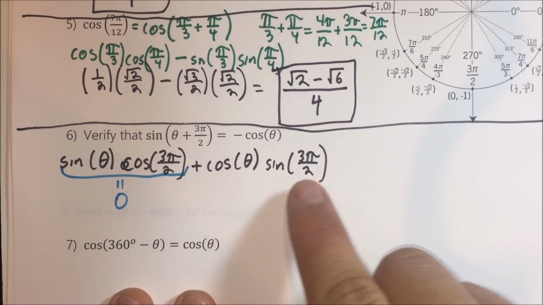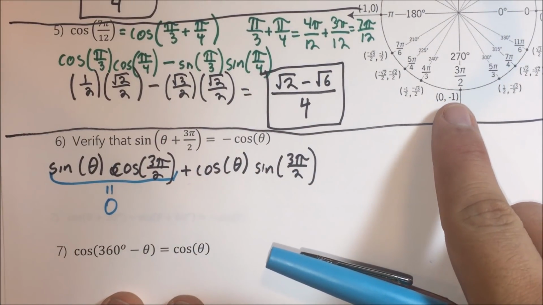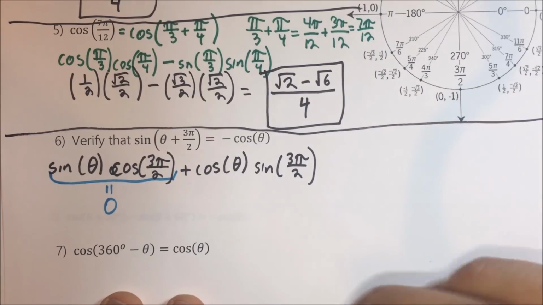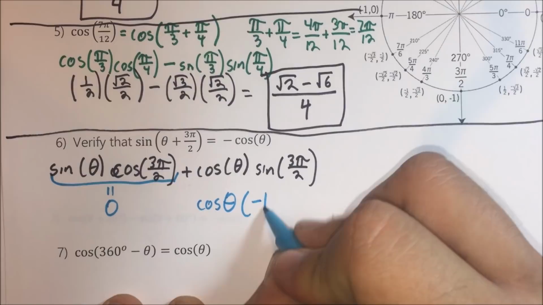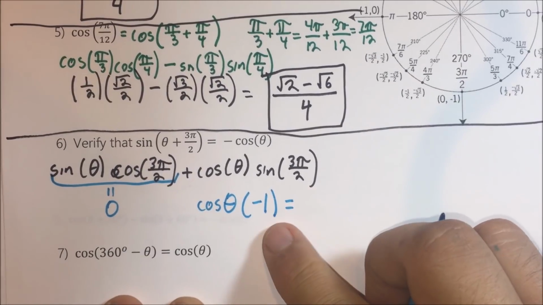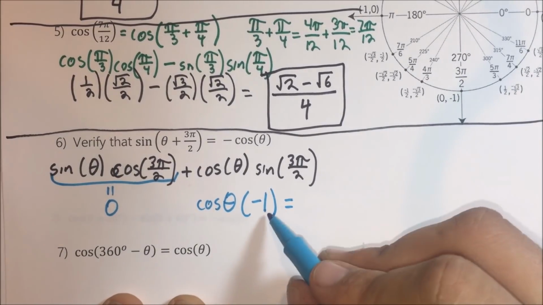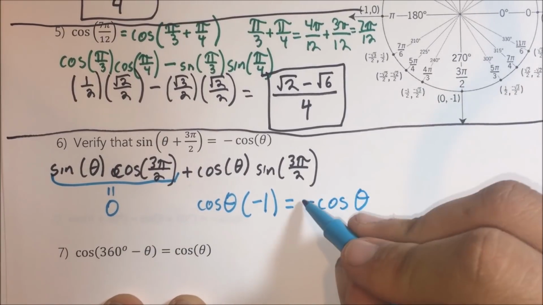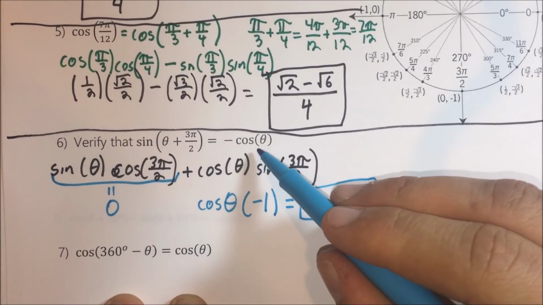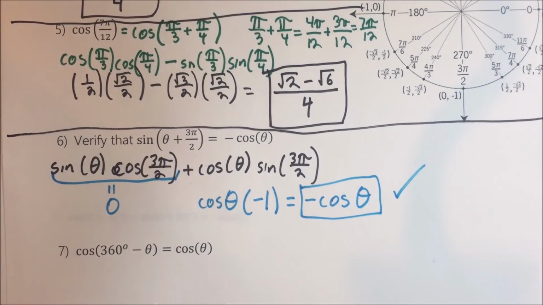And so what we notice is at 3 pi over 2, that y is actually -1. So we're going to say cosine of theta times -1, because that sine of 3 pi over 2 becomes -1. And -1 times cosine theta is, of course, negative cosine of theta. And is that what we wanted to confirm? Yes, it was. We have verified that identity.